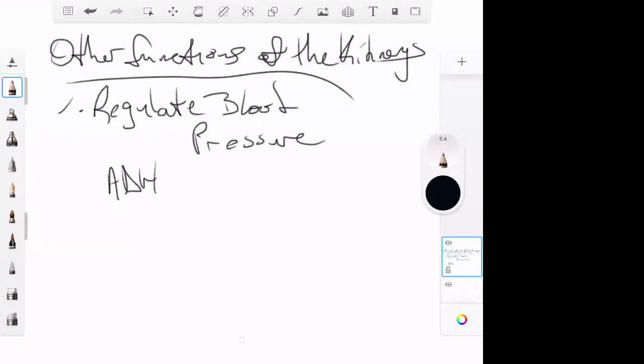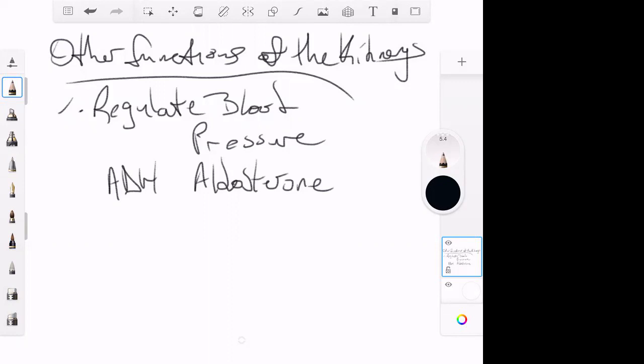Also, what will be affected in those tubules is the reabsorption of salt, sodium. And this happens because of the hormone aldosterone, which helps to reabsorb salt back into the blood. And remember, water follows salt. So if we bring salt back into the blood, then we are going to bring water back into the blood, which is going to increase blood volume, which is going to increase blood pressure.